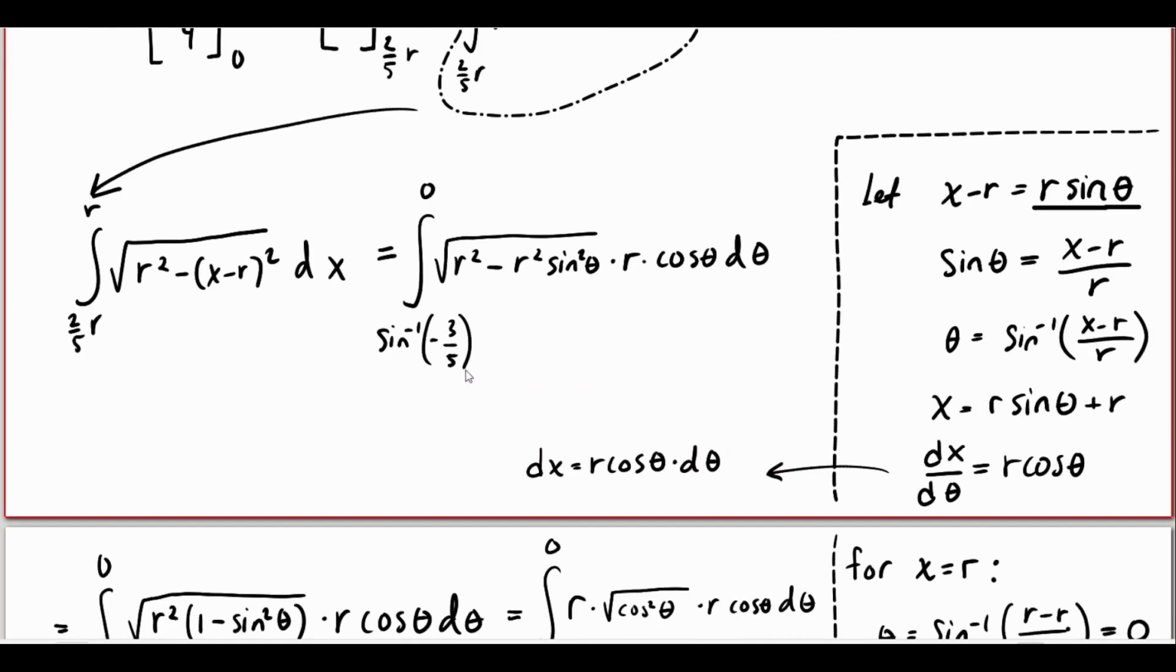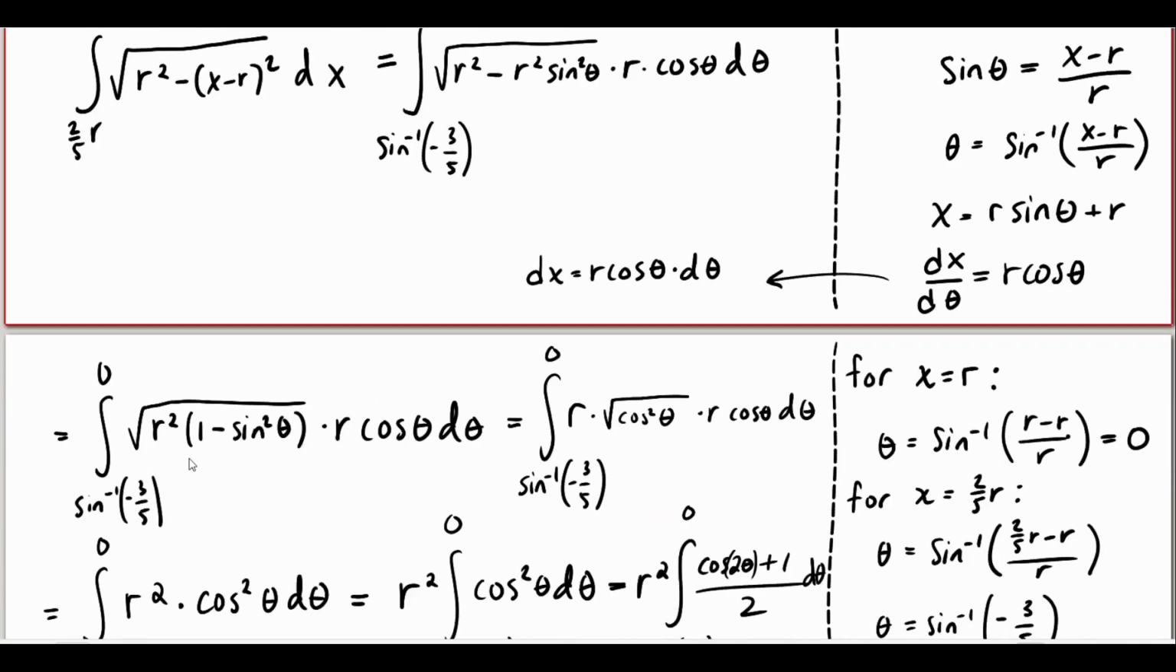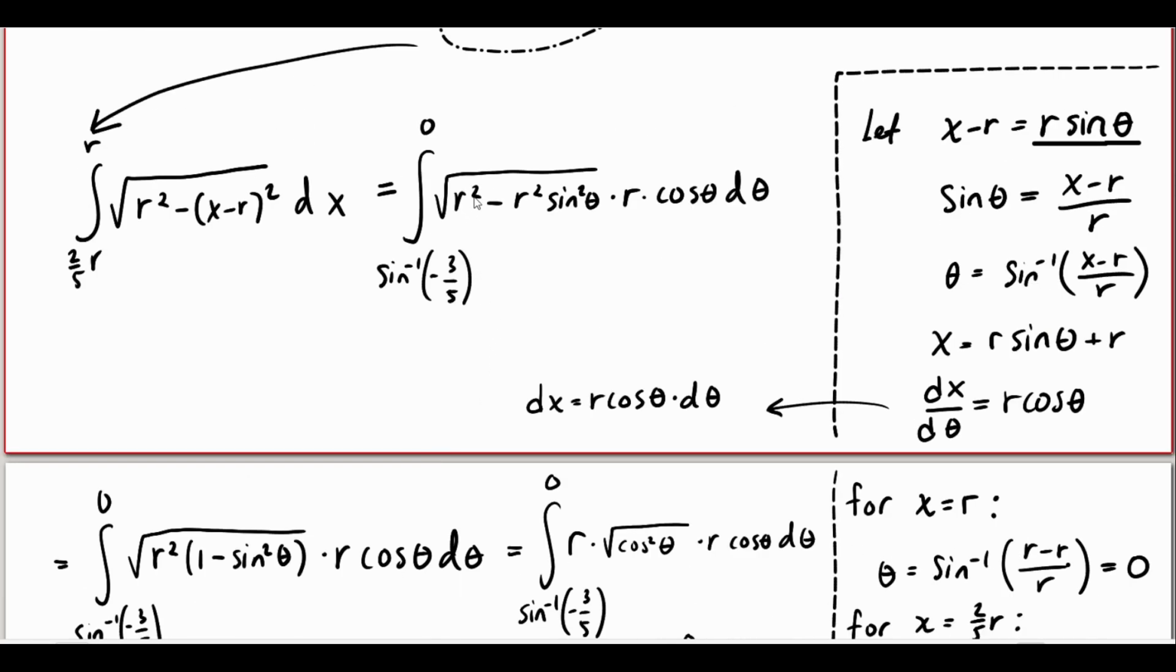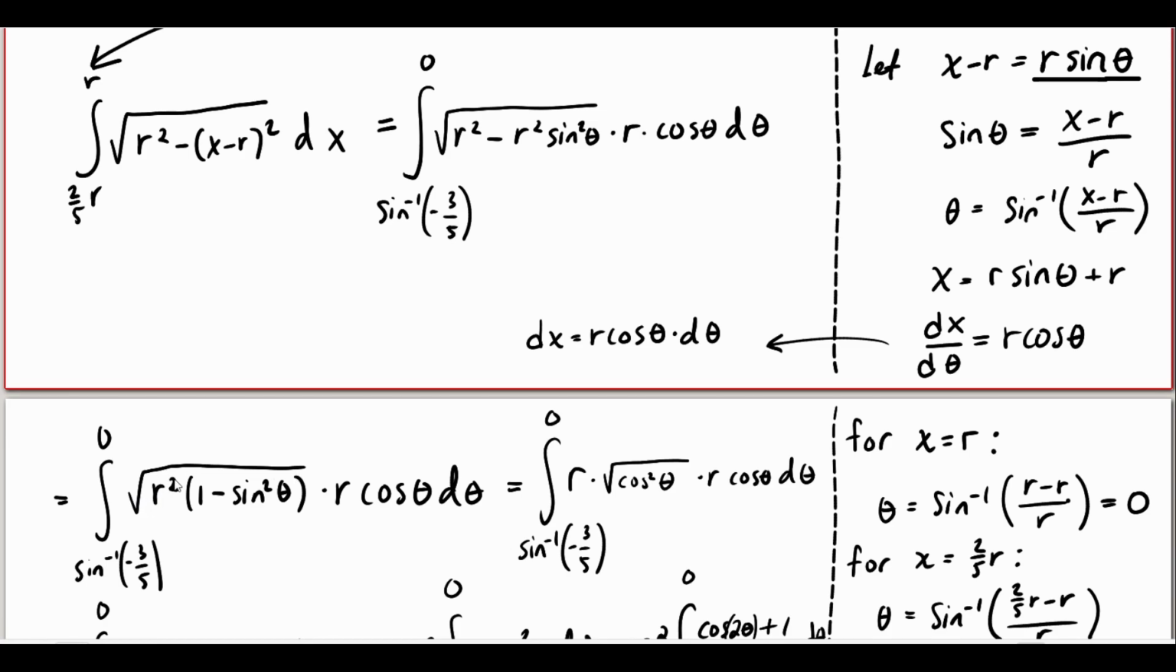By doing this substitution, we get this integral now. We can factor out r squared, and we get the square root of r squared times 1 minus sine squared. And 1 minus the square of sine becomes the square of cosine theta. So you just square cosine.